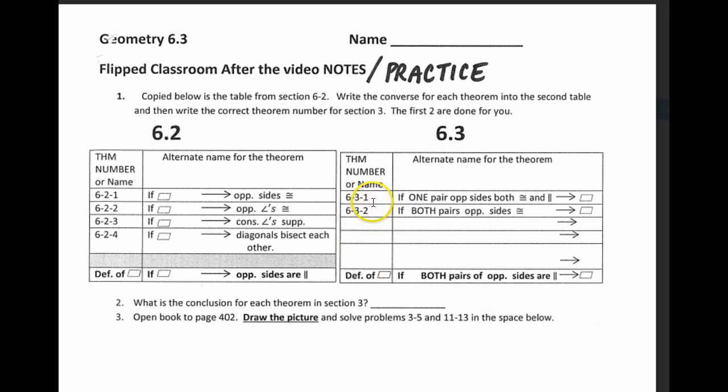And there are 6 different minimum requirements. So go to page 401, fill in the rest of these items here based off the theorem number, and make sure that after your then, for every time, is a parallelogram. You should now be able to answer question number 2, and I'm going to jump to page 402 in the book, and you can draw the pictures for 3 through 5 and 11 through 13, and we're going to go ahead and decide which of these theorems prove parallelogram.